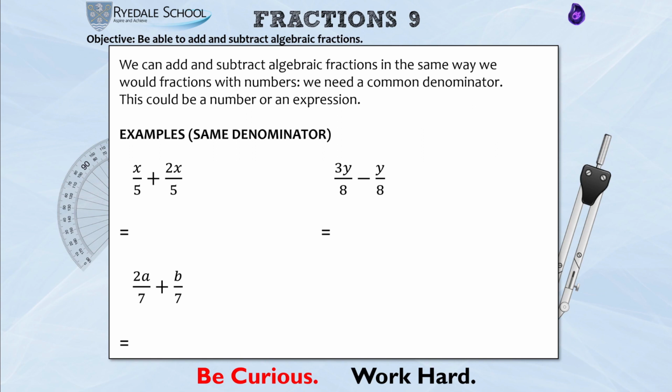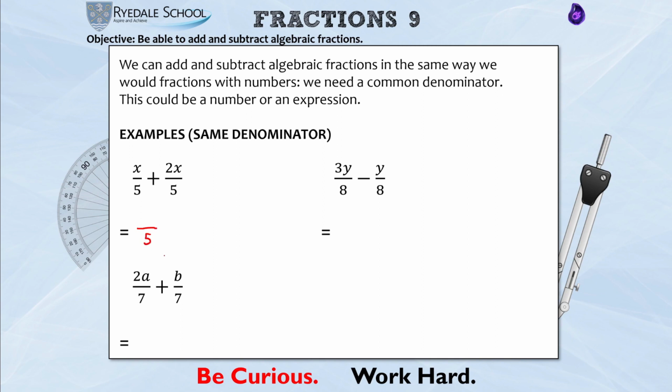The common denominator could be a number, it could be an algebraic expression. But to get us started with algebraic fractions, let's look at a few examples where the denominators are the same. So we know when the denominators are the same in fractions, we can just add the numerators. So for example, in this first example, I have got x over 5 and 2x over 5. So if this was just numbers, I would be adding these numbers here and putting the fraction over 5.